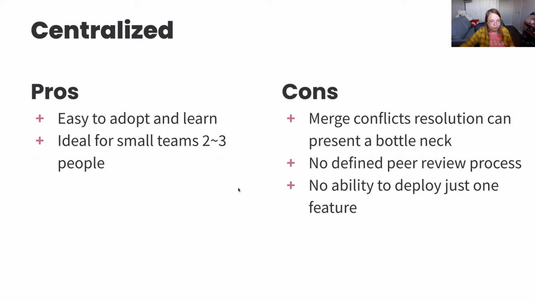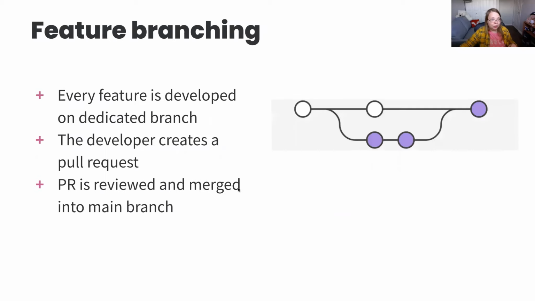The next workflow evolved out of the centralized workflow. It's a feature branching workflow. It's very easy to adopt from the centralized. So once you master the centralized, the feature branching is just the next evolutionary step. And a lot of teams of a medium size actually utilize this workflow since it's relatively easy to adopt, and it's very robust in terms of what it provides to the teams.